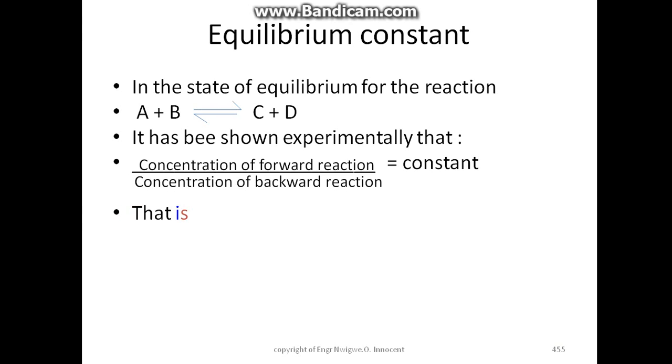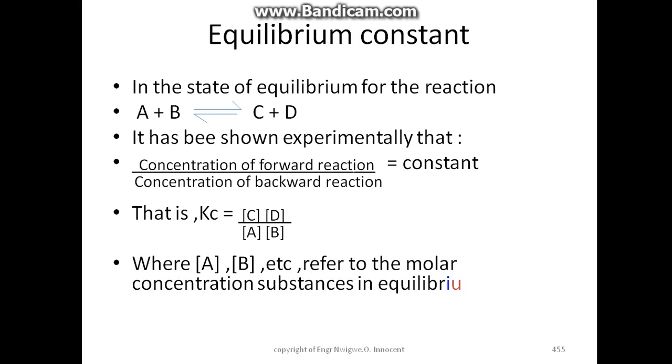That is, Kc is equal to the concentration of C times the concentration of D over the concentration of A times the concentration of B, where A in bracket and B in bracket refer to the molar concentration of the substance in the equilibrium mixture. Kc is the equilibrium constant.